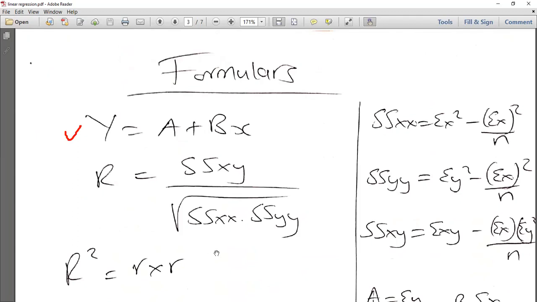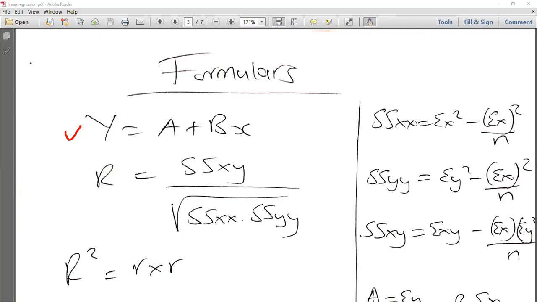So we're going to look at some formulas that will be useful in this segment of our class. Already we mentioned the regression equation being a plus bx, and the sum of square xx is summation of x squared minus summation of x to the power 2 over n. So this is the summation of xx. We have x's throughout.